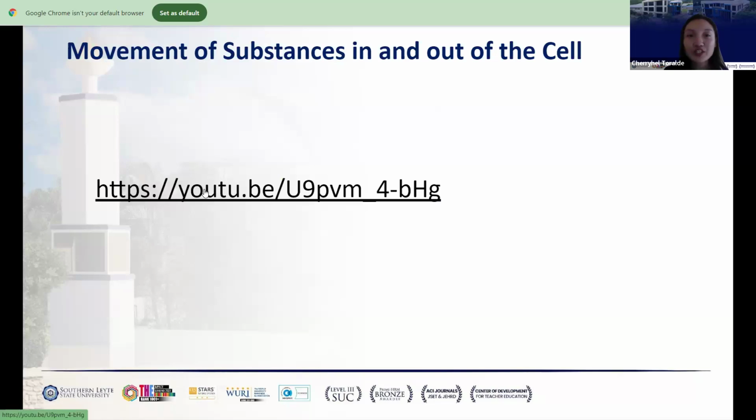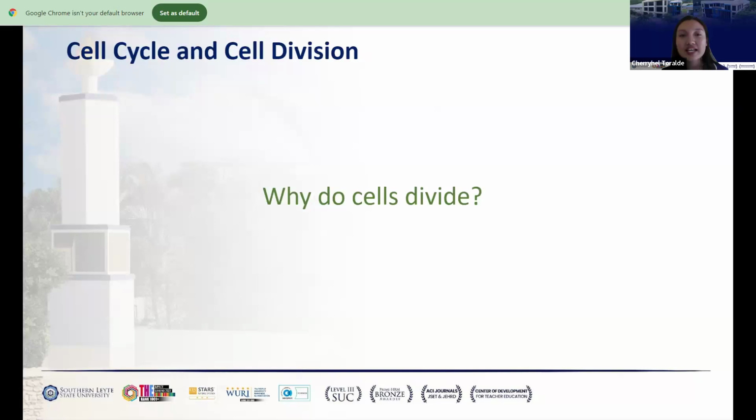Okay, last part of our discussion about cells is the cell cycle and cell division. So, let me ask you a question. Why do cells need to divide? Bakit kailangan mag-divide? Well, ironically, cells need to divide in order to multiply, in order to supply the needed cells, especially in eukaryotic organisms.